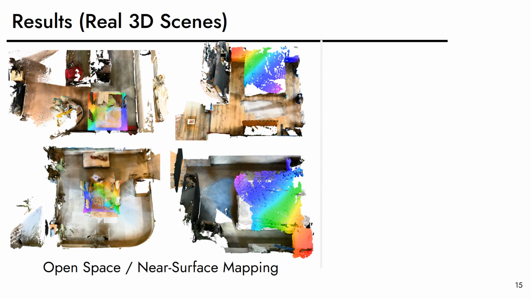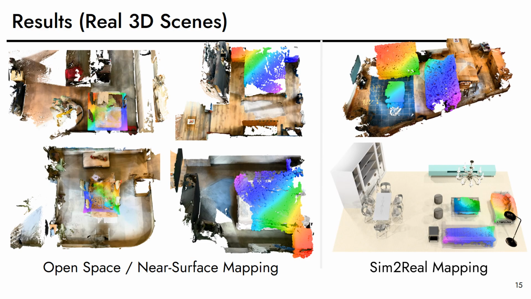Similar to the synthetic case, our method can handle both open space and near-surface points. Further, our method can also handle sim-to-real cases, matching regions between synthetic and noisy 3D scans. These results can have applications in sim-to-real transfer for policy learning and robotics.